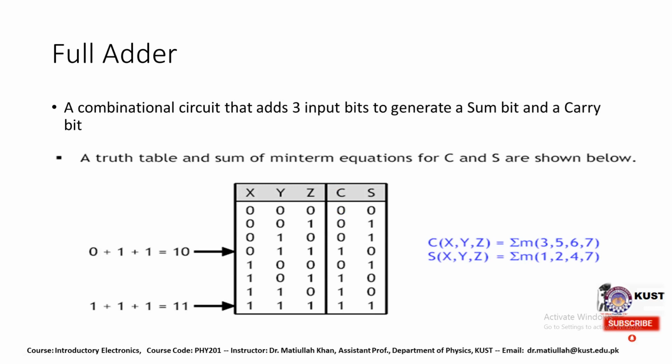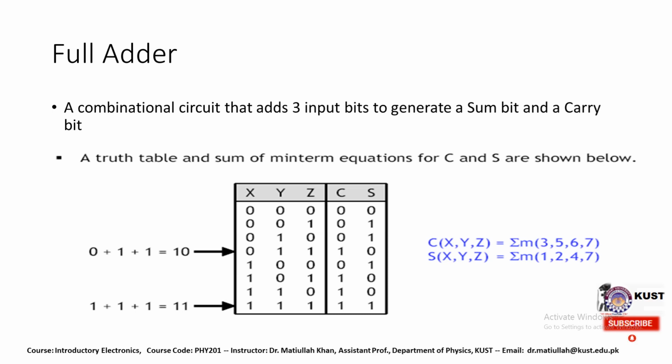When we come toward the full adder, that is a combinational circuit that adds 3 inputs. I mean, in this particular case the inputs are 3. In the previous case, the inputs were 2 and the outputs were also 2. But in this particular case the inputs are 3 and the outputs are again 2. So it basically adds 3 input bits to generate a sum bit and a carry bit.